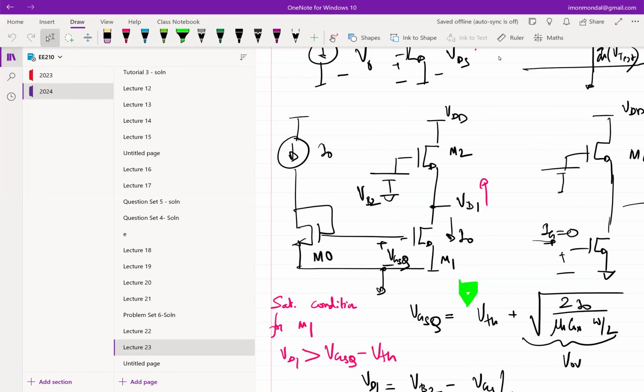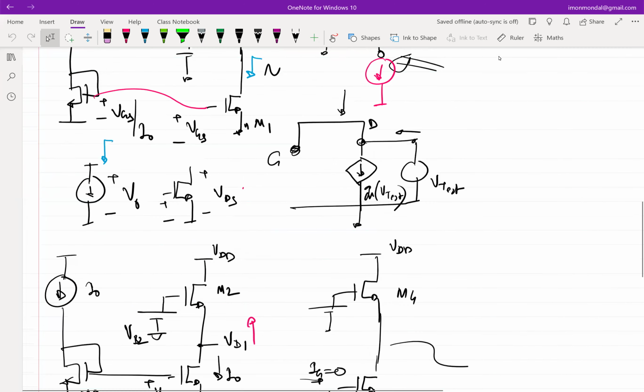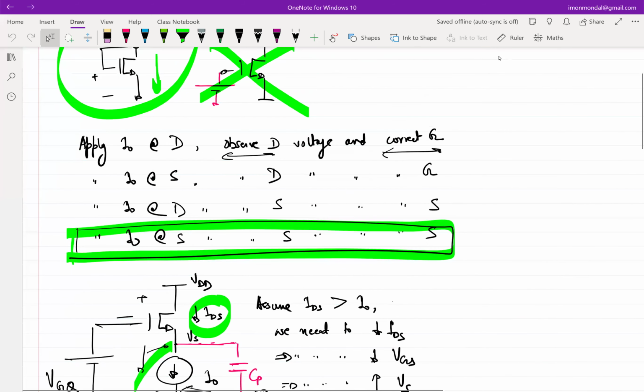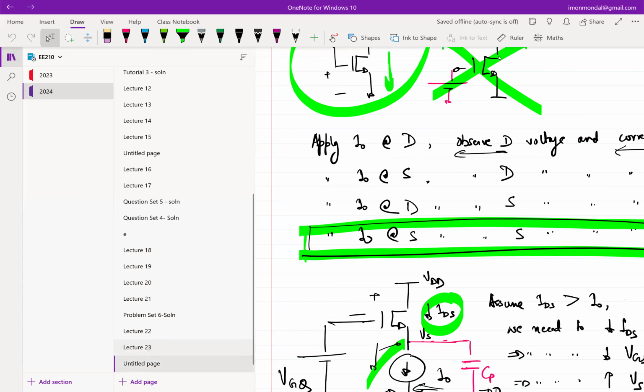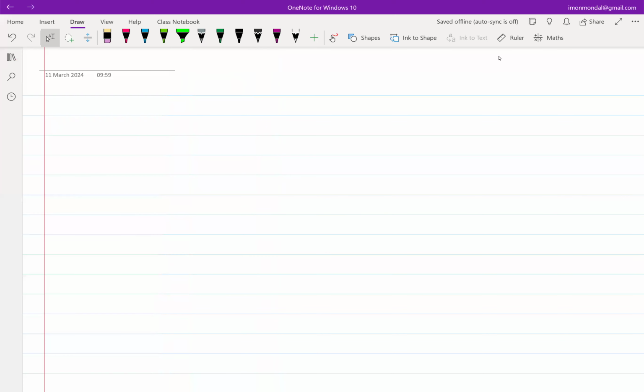So what I would like to do is focus on the other two ways of biasing the transistor. Let's focus on the third one, right? So we'll apply the current at the drain, and we'll observe the source voltage and correct the source voltage itself, right? So that's what we'll try to do. So let's focus on that.